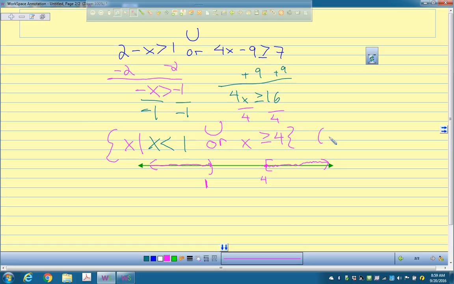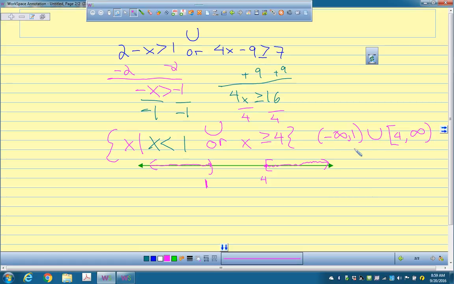We would say negative infinity up until 1, not including 1, or you could write the union symbol, or x is greater than 4. Oops, curly bracket, I mean square bracket. So you go from 4 up to infinity.